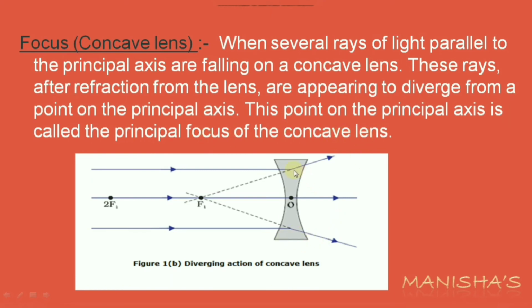As you can see in this diagram, यहाँ पे जितनी भी लाइट रेज आ रही है पैरेलल टू द प्रिंसिपल एक्सिस वो सब डाइवर्ज हो जाती है इन केस ऑफ कॉन्केव लेंस, एंड आफ्टर रिफ्रैक्शन जब वो डाइवर्ज हो चुकी है तो दे अपीयर्स टू मीट ऑन अ पॉइंट ऑन द प्रिंसिपल एक्सिस. तो ये जो पॉइंट होता है, दिस पॉइंट इज नोन एज द प्रिंसिपल फोकस.